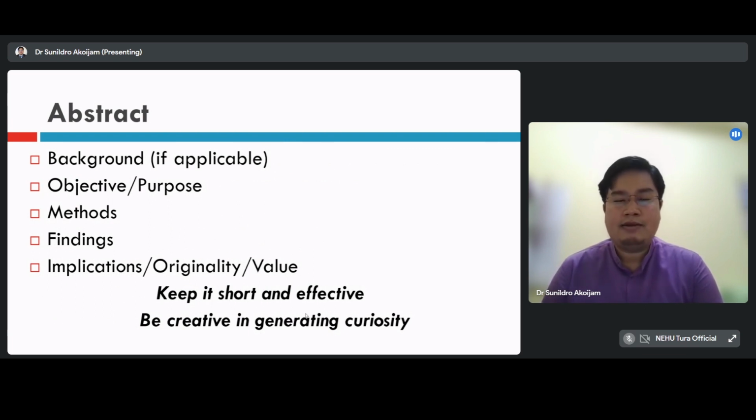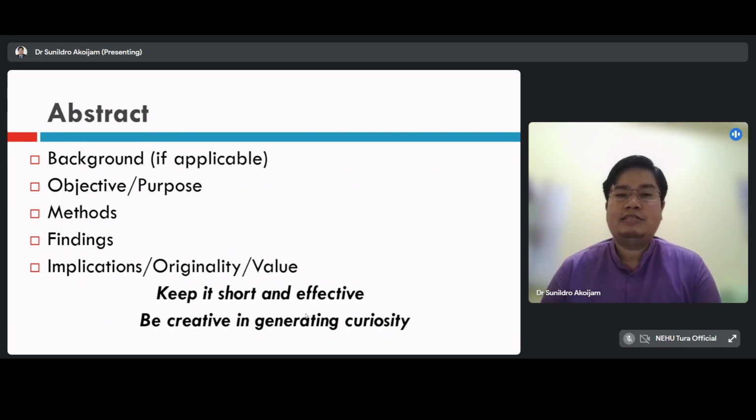Background, if applicable. I will not say that background is compulsory in all cases, but depending upon the nature and type of your paper, you should try to include background wherever it is applicable. Then the next important thing is the purpose, the objective of your paper or your research. Then you should include a few lines related to the methods you have used in conducting that research. And then findings, what you got from your research. And most importantly, which many people miss, the implications.